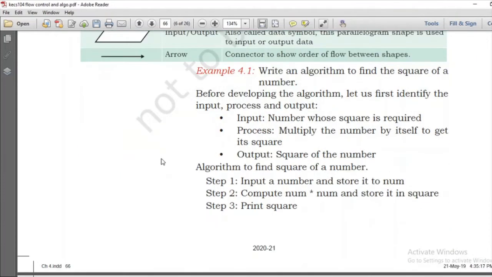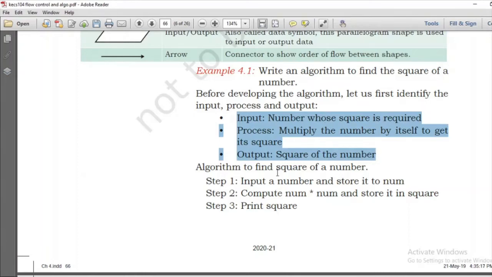Now first example, let us understand. It is write an algorithm to find the square of a number. For example, if I give input 2, so output will be 4. If I give input 4, so the output will be 16. So I have to print the square. So before algorithm, let us first identify what is the input, output and process. So input, process and output is very much you need to keep in mind.